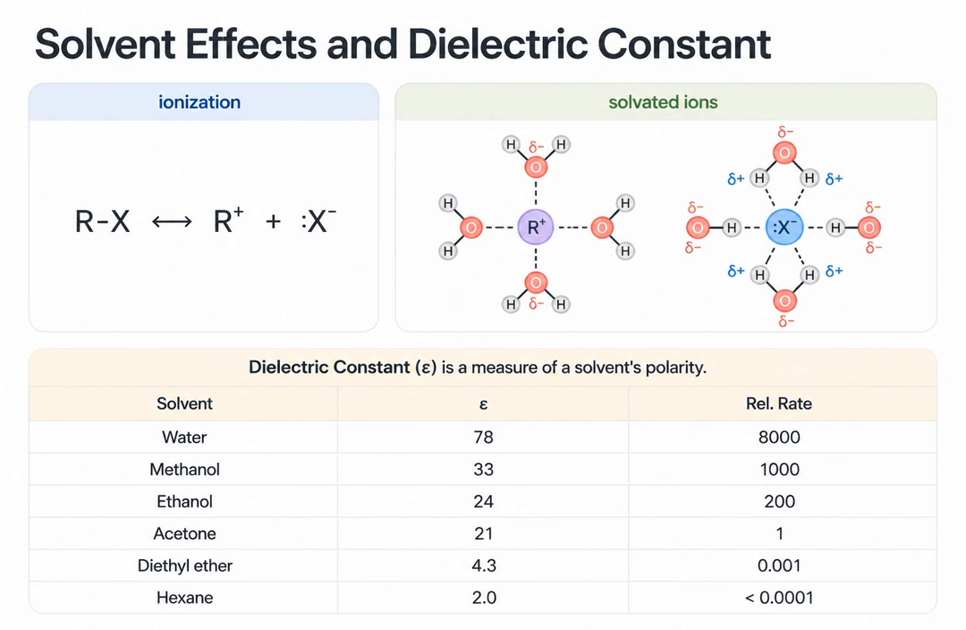We measure a solvent's polarity using its dielectric constant, epsilon. As you can see in the table, as the dielectric constant increases from nonpolar hexane up to highly polar water, the relative rate of the SN1 reaction skyrockets by factors of thousands.